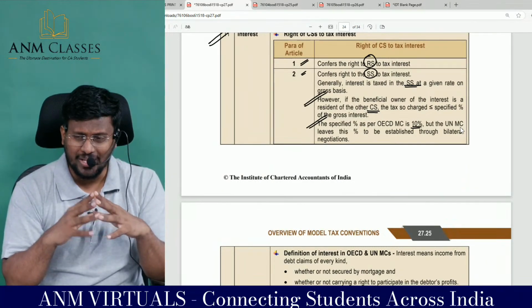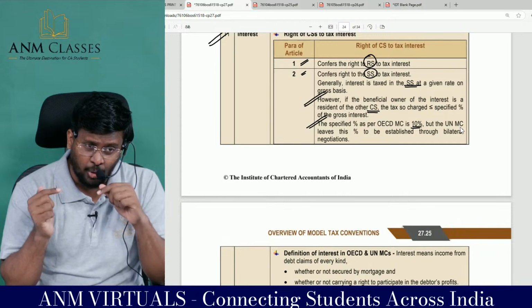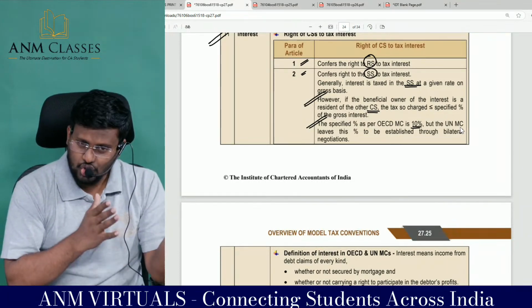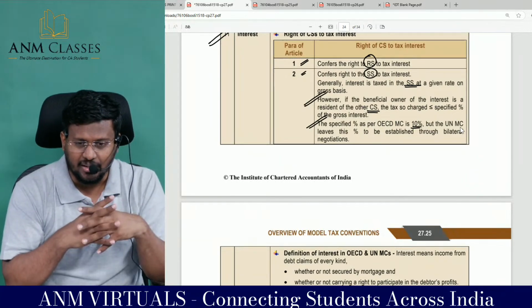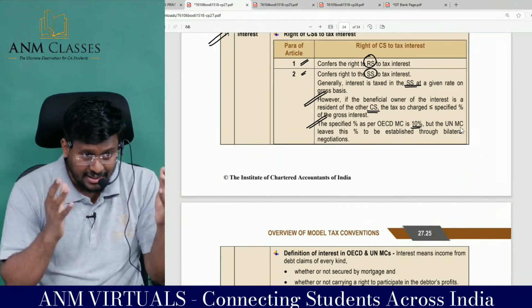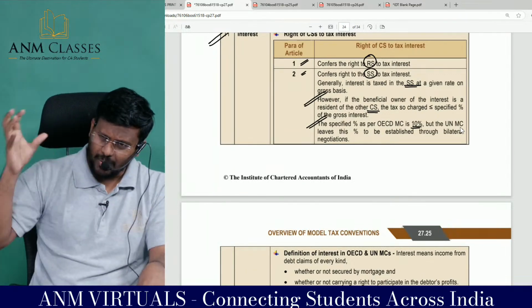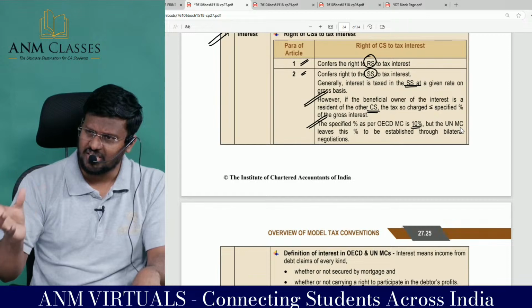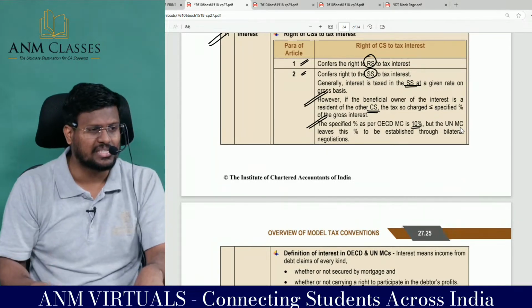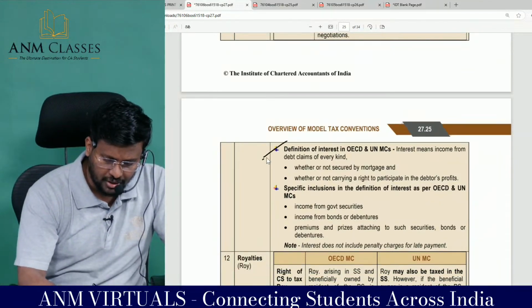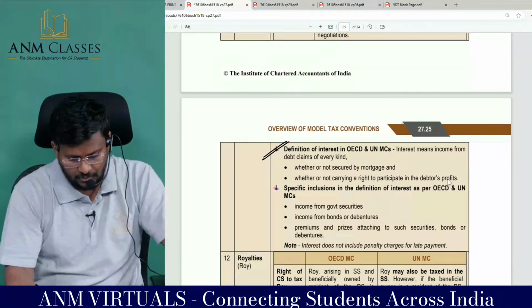So my dear lovable students, India will follow either the OECD model tax convention or the UN model tax convention. Under Section 115A, general interest will be taxable at 20%. So the Income Tax Act puts 20%. If they want to reduce it, they will sit and talk under the double taxation avoidance agreement and take a rate which is less than 20%, 10 to 20%.